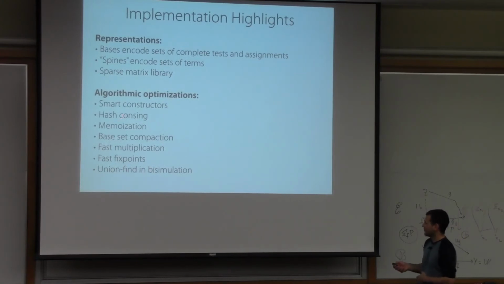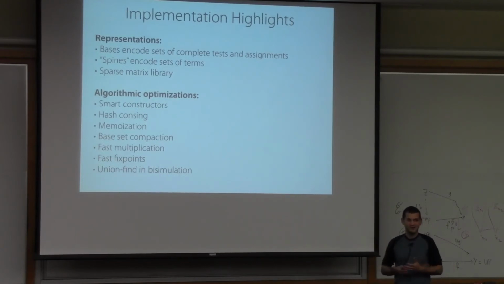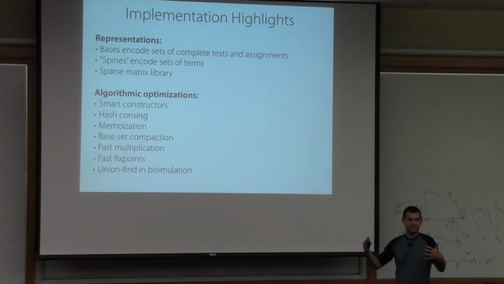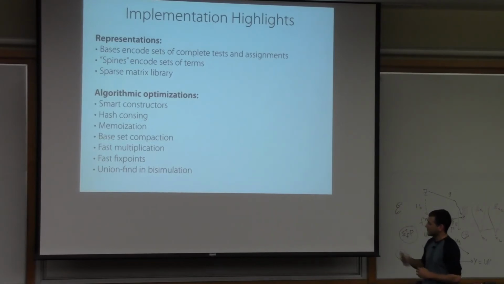And we threw all our favorite implementation hacks at making our code fast, including using smart constructors to normalize data structures, so we recognize lots of equivalences. We used hash consing, so there's only one representation of each unique syntactic term. We use memoization in places, so we avoid computing the same answer multiple times. We have some heuristic compaction algorithms that take loose representations of sets of packets and turn them into more compact representations. We use standard fast multiplication tricks for matrices. We also use some tricks for computing fixed points quickly.